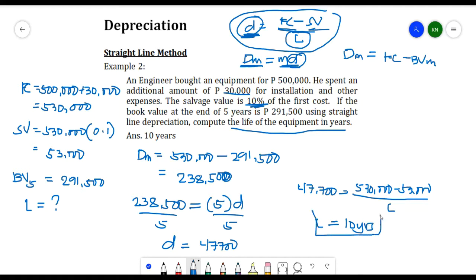So this is how we solve another example of our straight line method. Basically, you just have to use the given values that you have in order to find the values of the missing or unknown variable. So that is our second example.